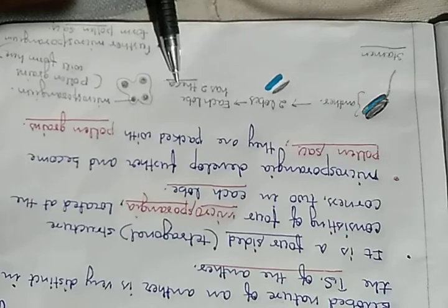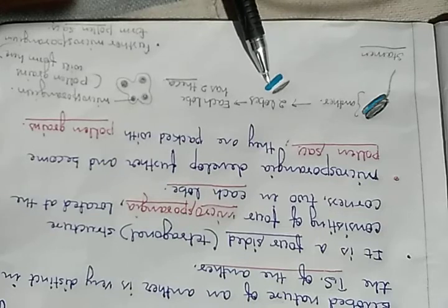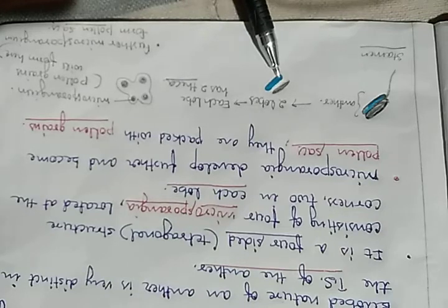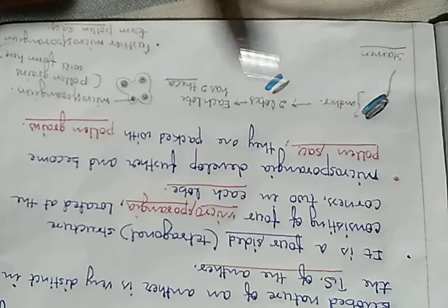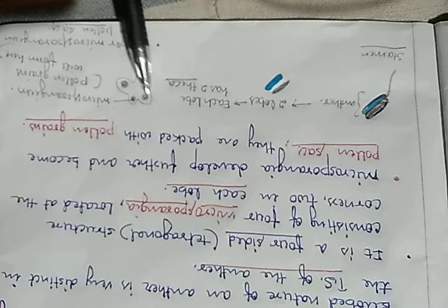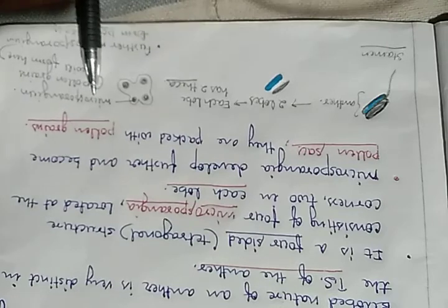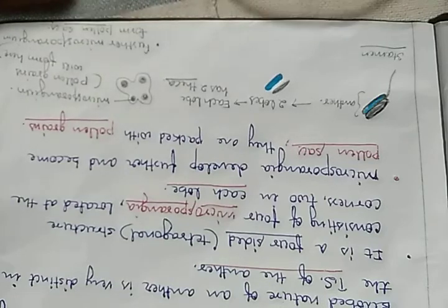Each lobe has 2 theca. This black one will again divide into 2 parts, and this blue one will also divide into 2 parts. So combined, it makes this particular structure. And these dot structures are known as microsporangia. Here the formation of the pollen grains will take place.